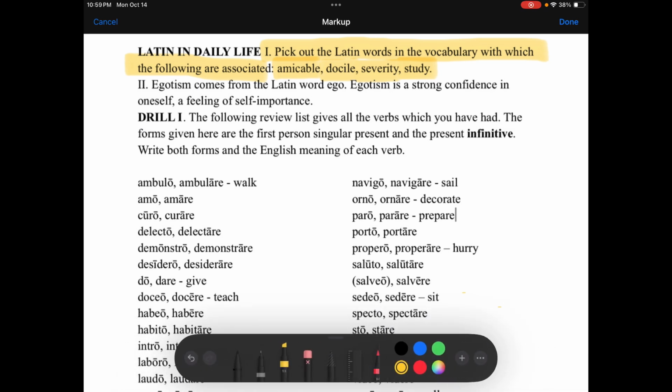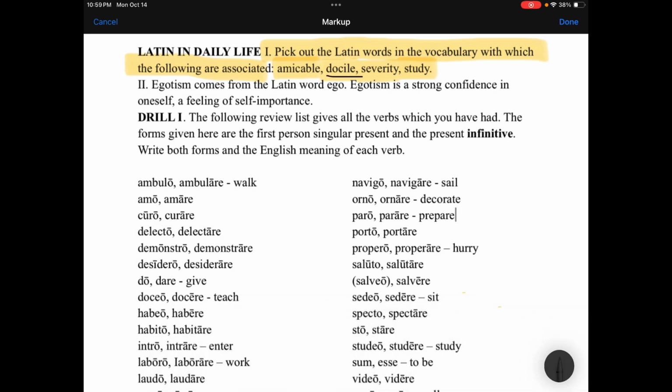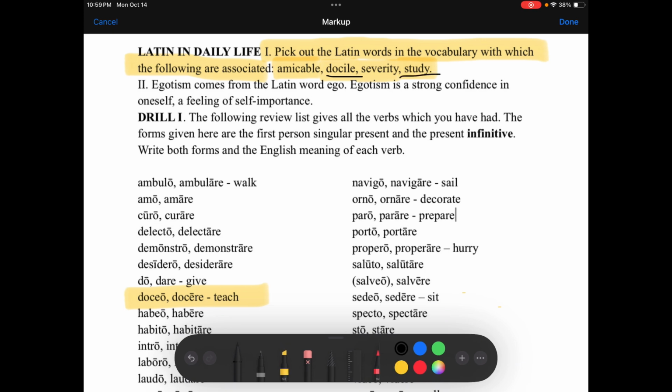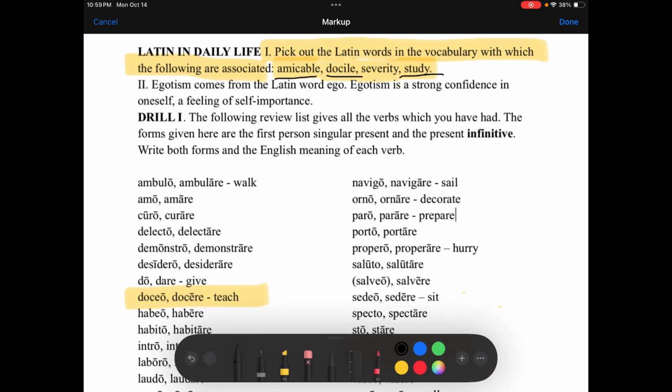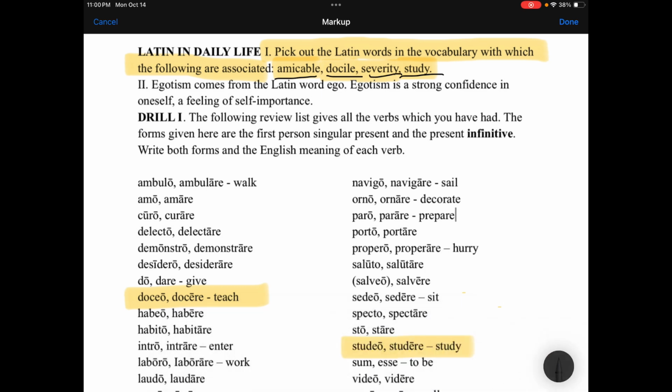So the English word docile is related to the Latin word doceo, to teach. A docile person or entity is a person or being that can be easily taught. The English word study is related to the Latin word studeo, studere. It really means to be eager for something, and it patterns with the dative case. Amicable and severity are related to adjectives, which come from the chapter vocabulary list.